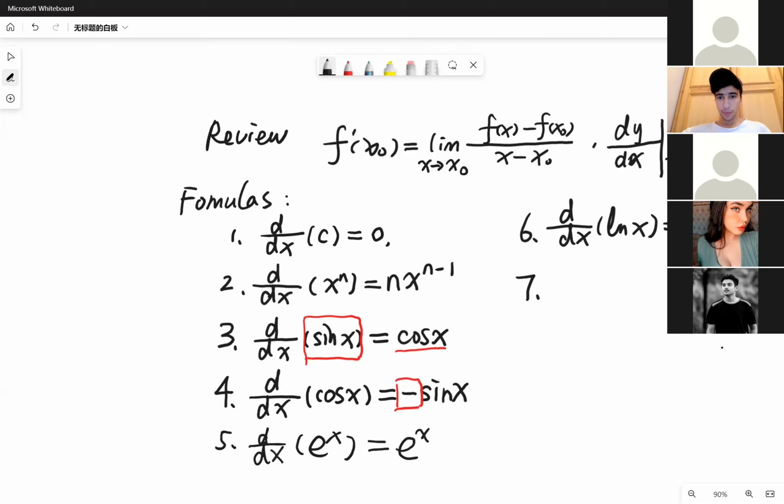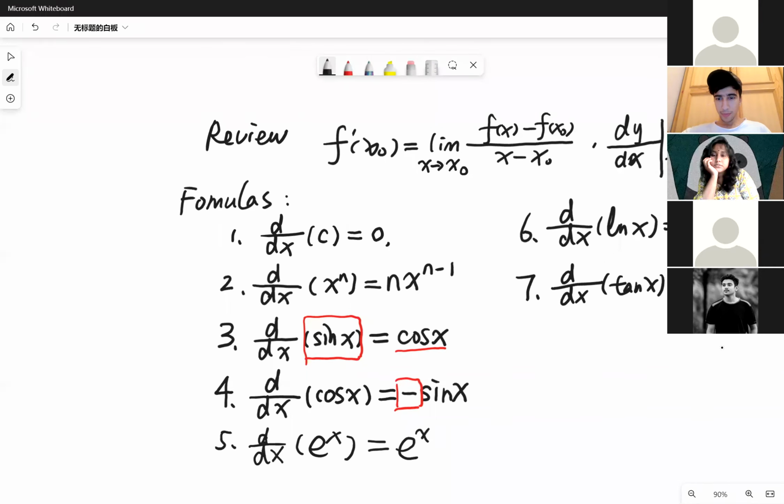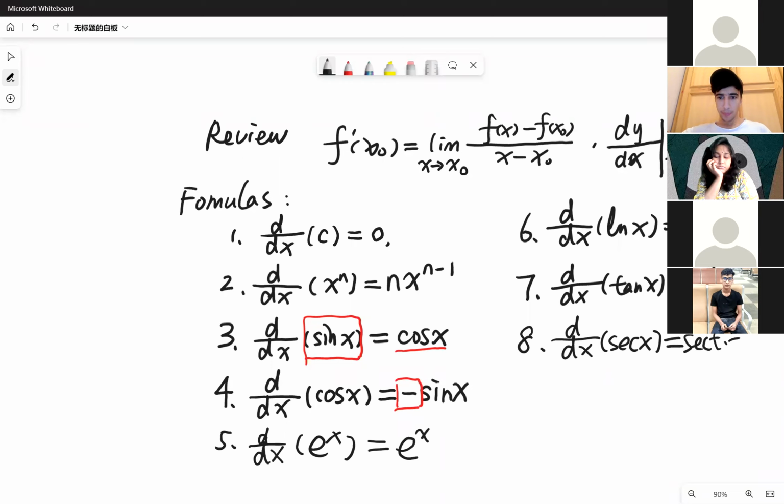And the derivative of tangent x. Do you remember this one? Secant square x. Yeah, secant square x here. And this one, the derivative of secant x is secant x times tangent x here.